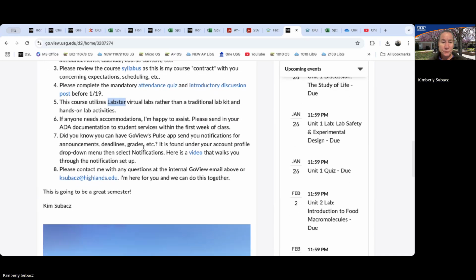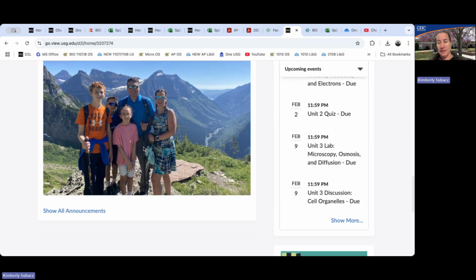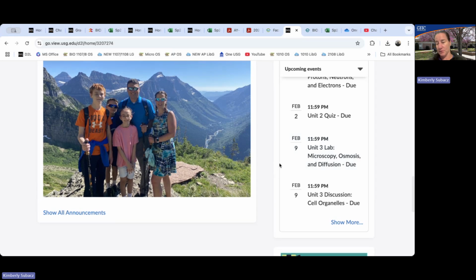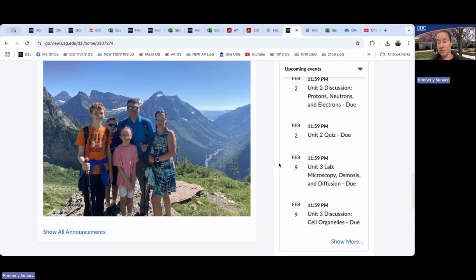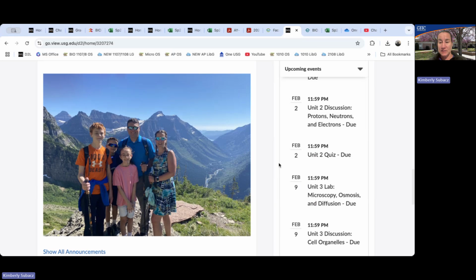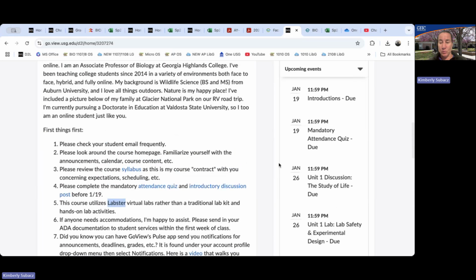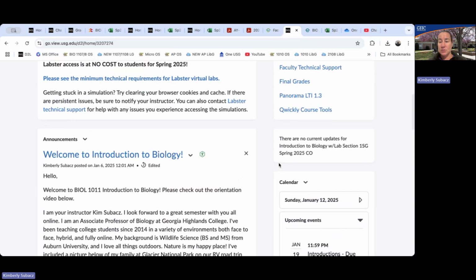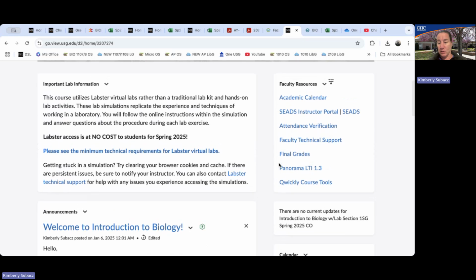So please log in, check out all the stuff. Again, announcements are over here. We've got the calendar over here too. All of the important dates of things that are due are in the calendar, but they're also in several other places. So I always like to stress to my students, no matter what class you're in, please try and plan accordingly with time management, because that seems to be the key for online classes.